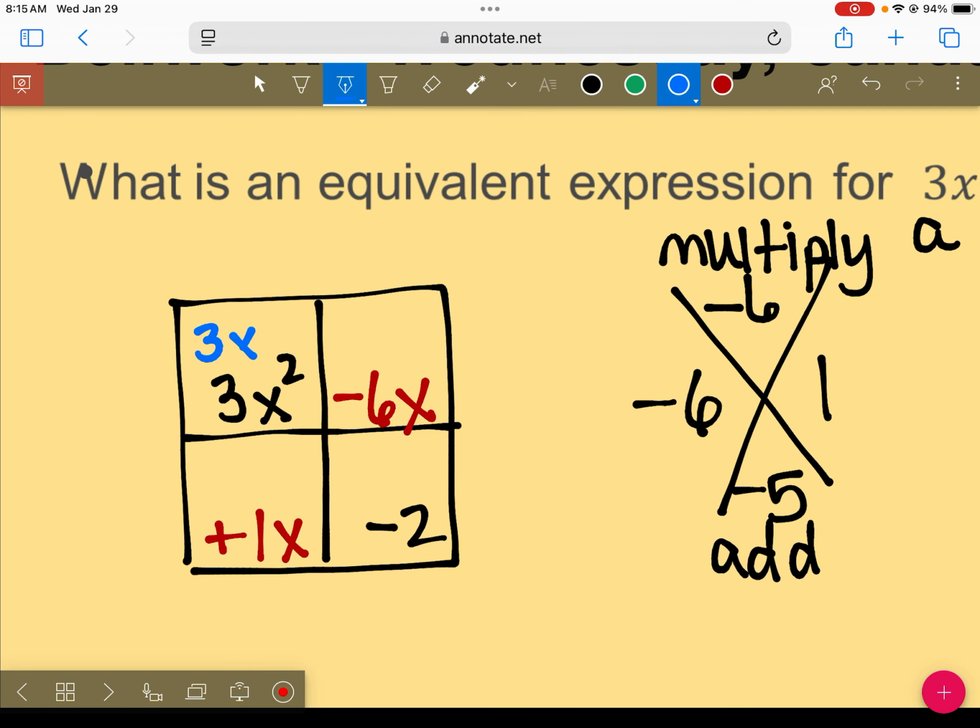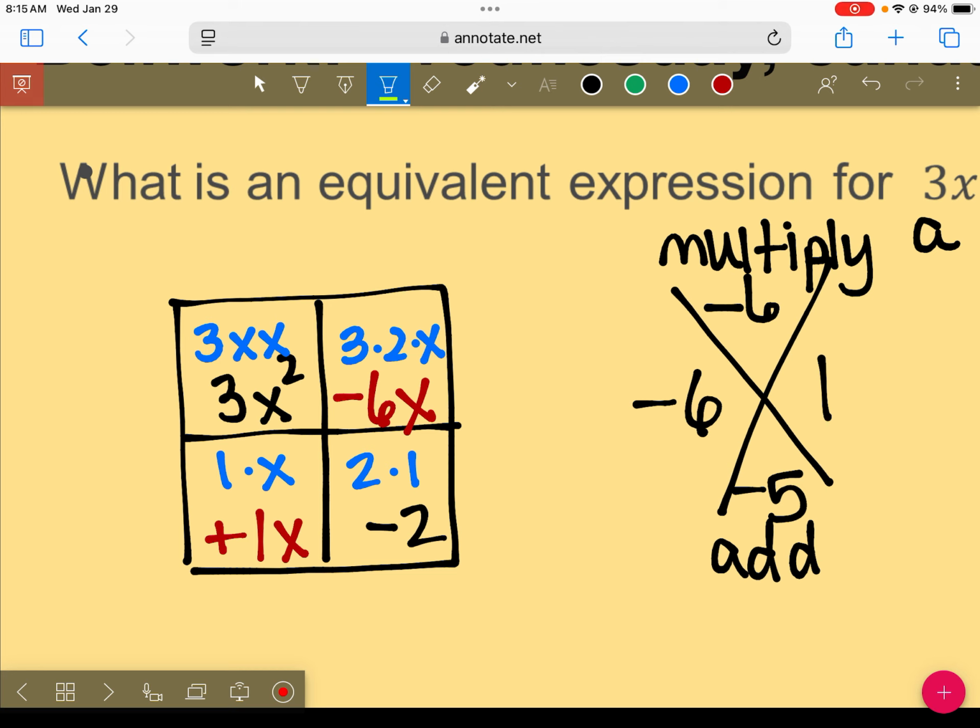All right, so let's go ahead and break down our boxes. So a 3x squared is 3 times x times x. A 6x is a 3 times 2 times x. A 1x is just a 1 and an x. And a 2 is a 2 and a 1. So let's take out our GCF. Like, what's in both boxes?